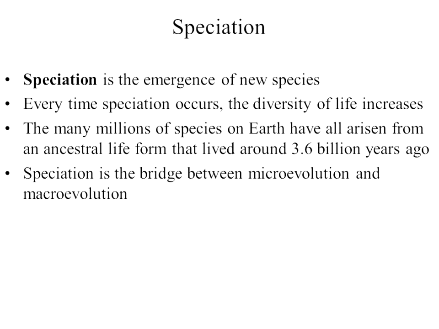So let's look at speciation. Speciation is the emergence of new species. Every time speciation occurs, the diversity of life increases. The many millions of species on Earth have all arisen from an ancestral life form that lived about 3.6 billion years ago. So it is speciation that is the bridge between microevolution, these changes of adaptive characteristics in a population of organisms over time, and macroevolution, which is the history of life on Earth.